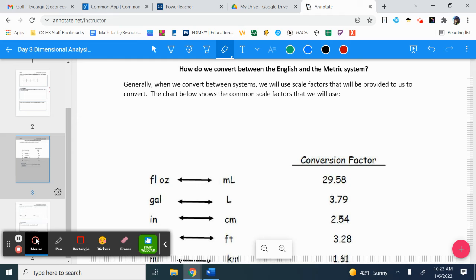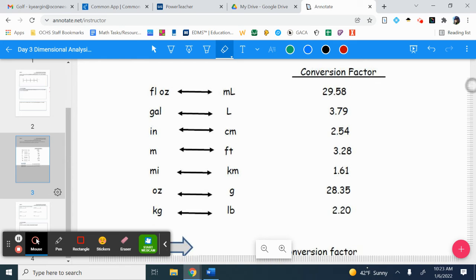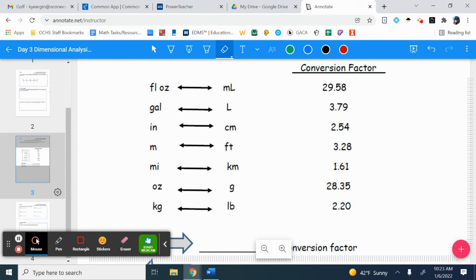Now what we've been doing has been converting English to English, metric to metric. What's going to happen if I need to convert from the English system to the metric system, or vice versa, from the metric system back to the English system? Or how much does my luggage weigh in pounds versus how much does my luggage weigh in kilograms? So you will be provided with this list of common English to metric, metric to English conversions with their conversion rate. All you have to do is know how to use it.